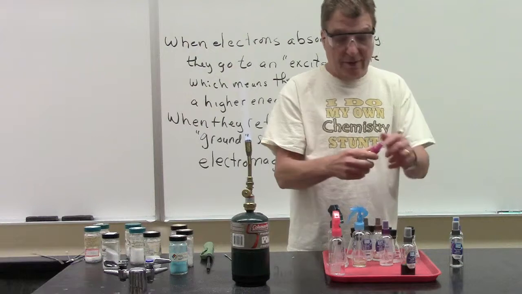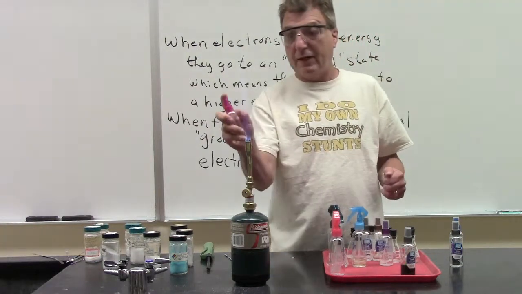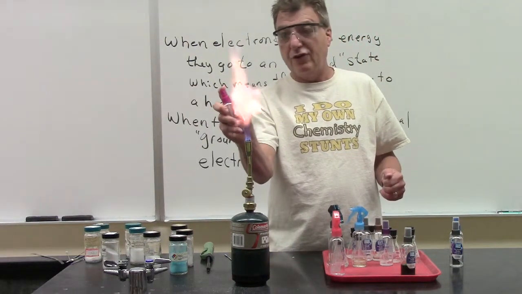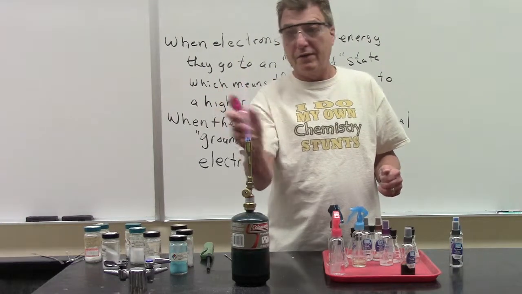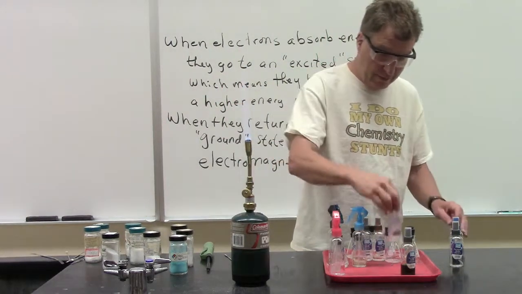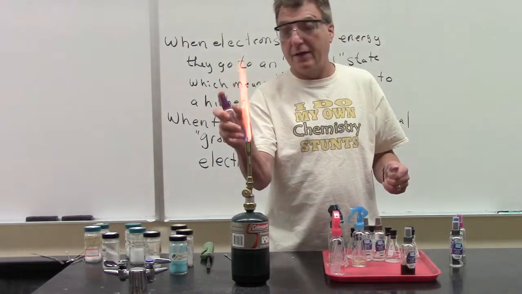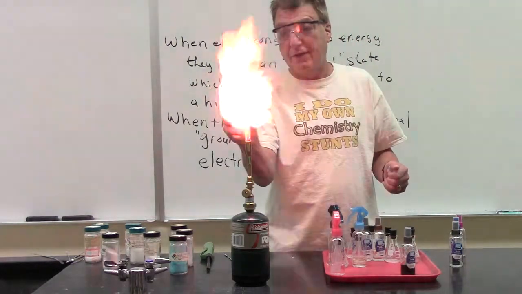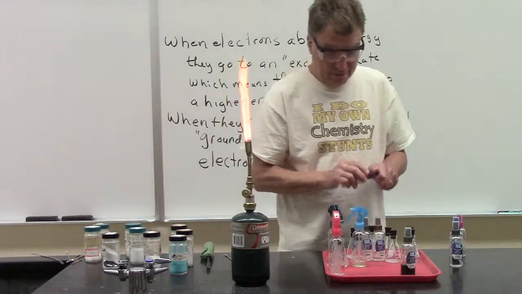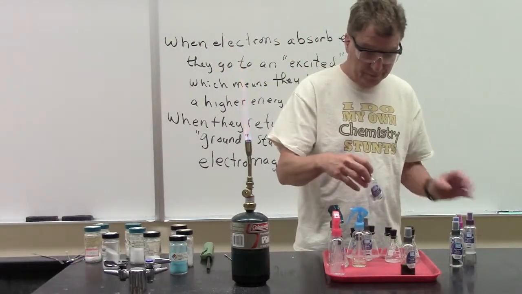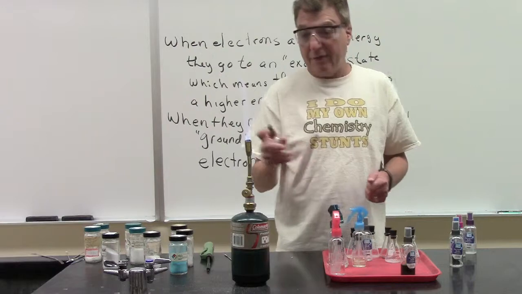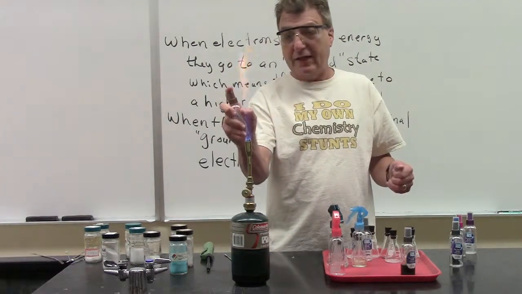What do we have here? Potassium chloride. Let's see if we can get a little purple out of that. Not much. Little purple there. Here's calcium chloride. And there we got the orange for sure. Sodium chloride. Let's see if we get a little yellow. Yep, look at that yellow.